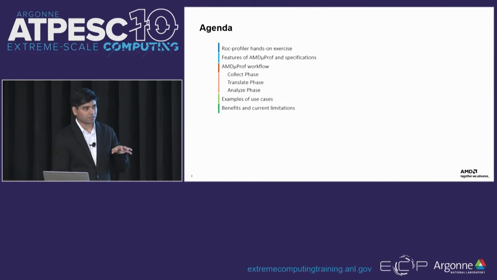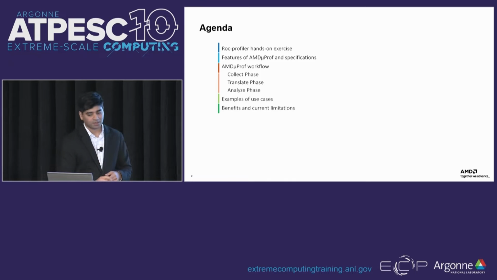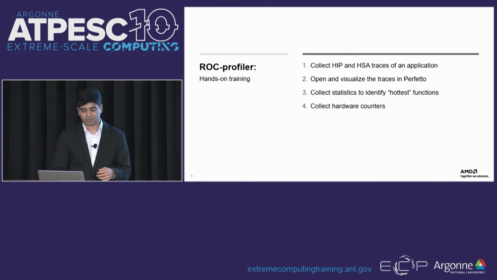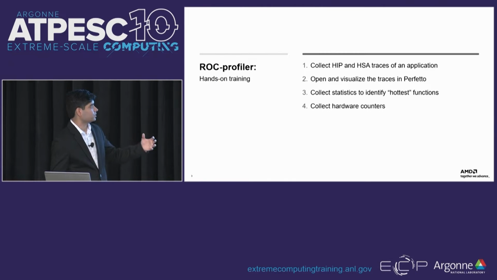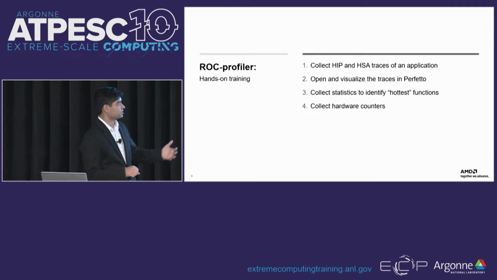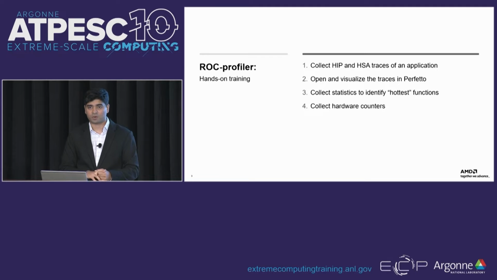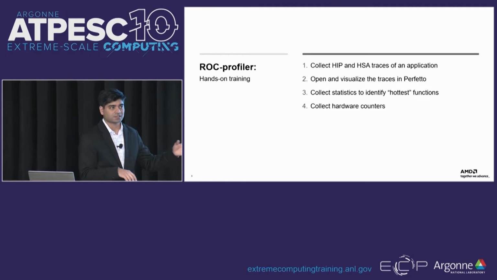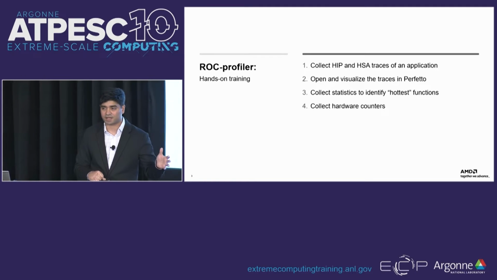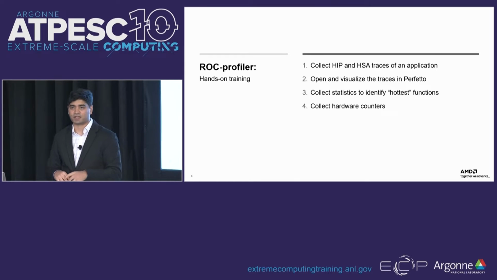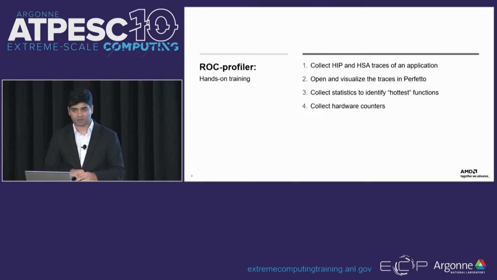So what I want to show is the ROC profiler specifically. In the example that I will be using, I want to show how I've collected the HIP and the HSA traces, and I want to visualize them inside Perfetto. And I wanted to collect the aggregated statistics, and identify the hottest functions for my application.